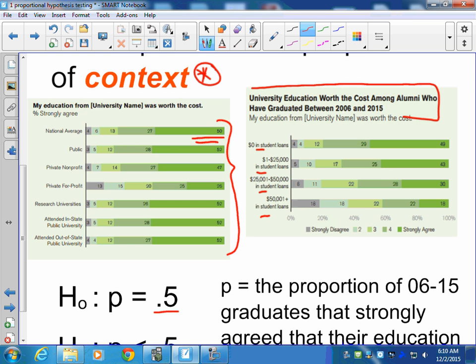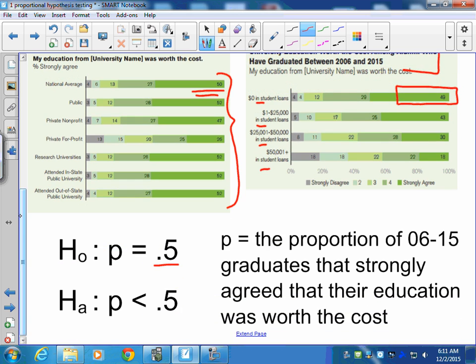So the hard part is it's not an apples to apples comparison. So let's look at the best case scenario for recent grads. The best case scenario for a recent graduate is they have zero debt when they graduate. And it seems likely that they would say it is more likely worth the cost than any other group here. So we're going to test that group as our sample population that we're working with.